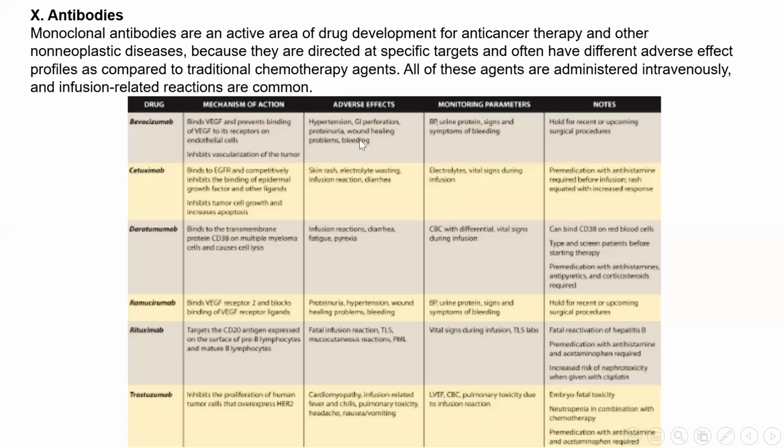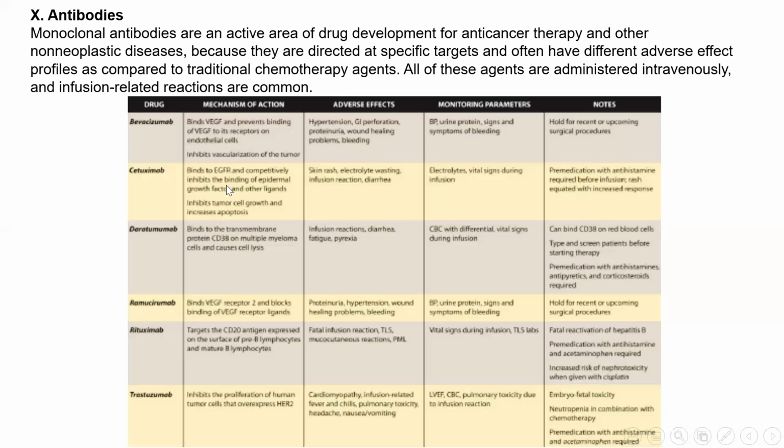Of course, if there is an inhibition of vascularization, this means there are not enough blood and nutrients reaching the tumors, and tumors die or shrink in size. In the side effects, this agent could induce hypertension, gastrointestinal perforation, proteinuria, or wound healing problems in addition to bleeding.